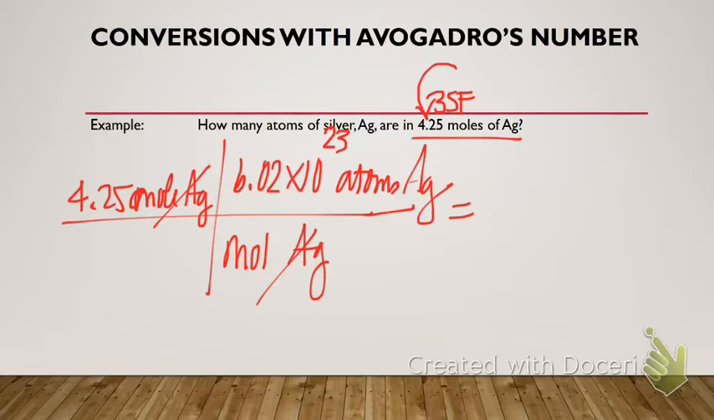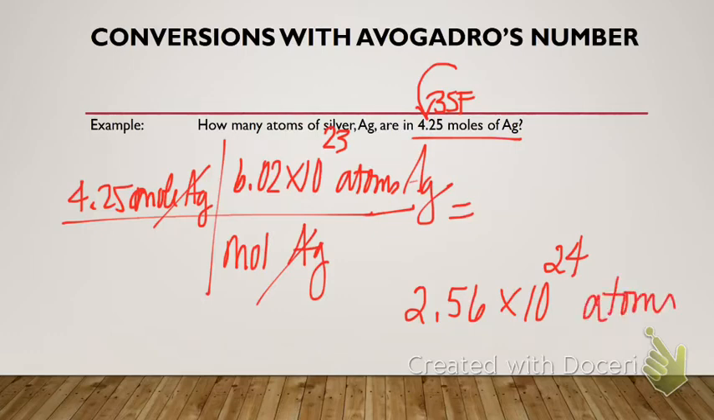So, who's got that for me? 2.56 times 10 to the 24th. Did anybody else get that to agree with him? We should always double check ourselves. I got it. You got it? Yep. All right. So that's how you go from moles to atoms. That's a lot of atoms. That is a lot of atoms. Well, it's over 4 moles, so it's a lot of atoms.